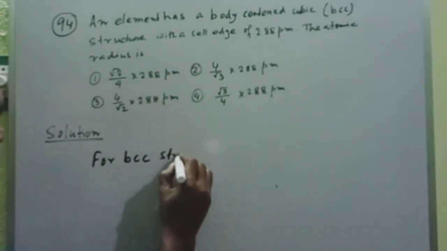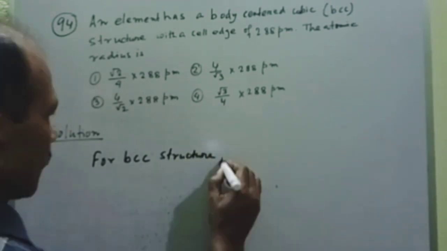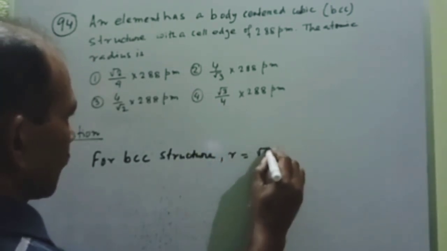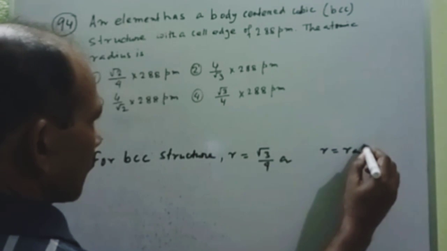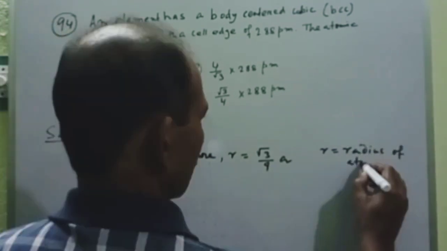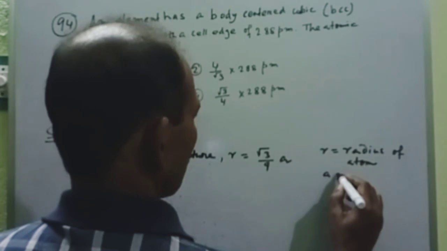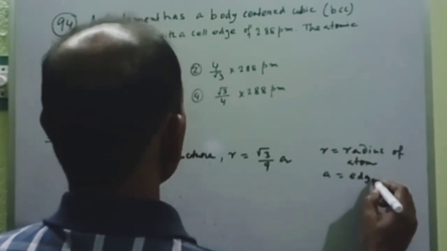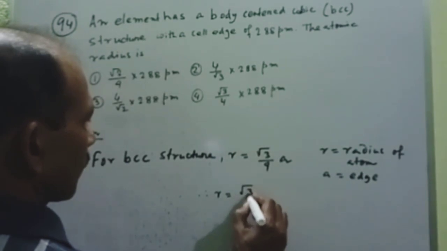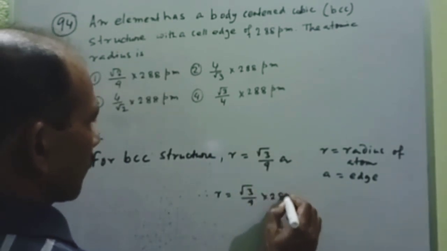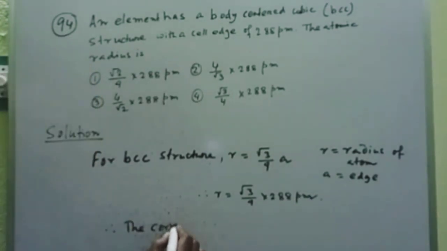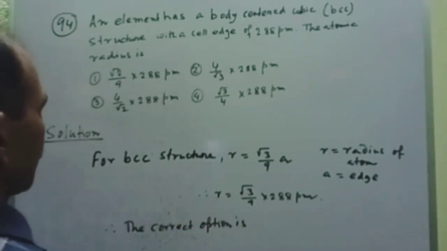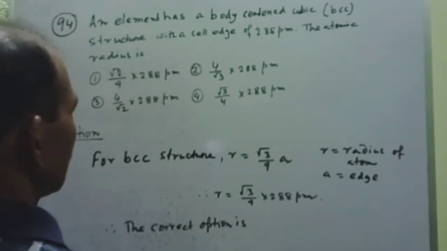For BCC structure, radius r equals root 3 by 4 a, where a equals edge length. Therefore the atomic radius equals root 3 by 4 into edge length, that means root 3 by 4 into 288 picometer. Therefore, the correct option is option number 4.